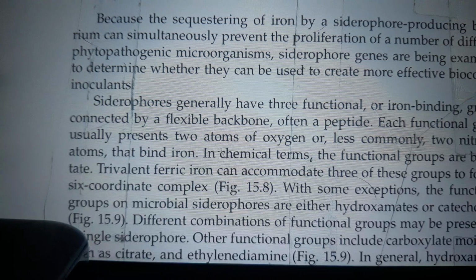Because the sequestering of iron by a siderophore producing bacterium can simultaneously prevent the proliferation of a number of different phytopathogenic microorganisms, siderophore genes are being examined to determine whether they can be used to create more effective biocontrol inoculants.